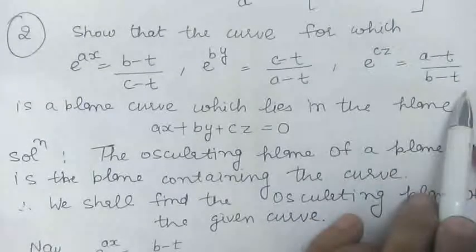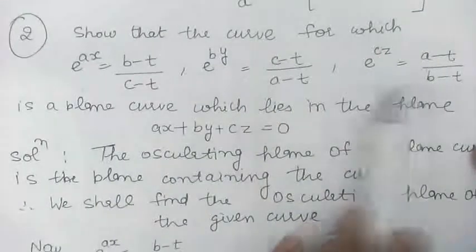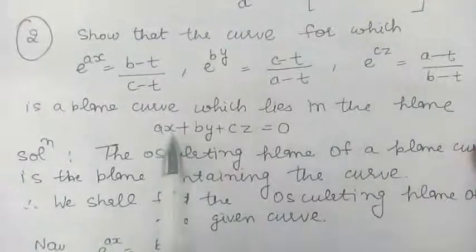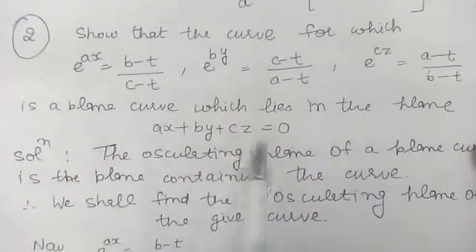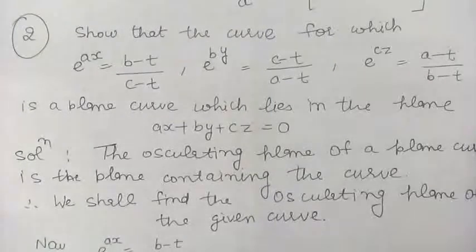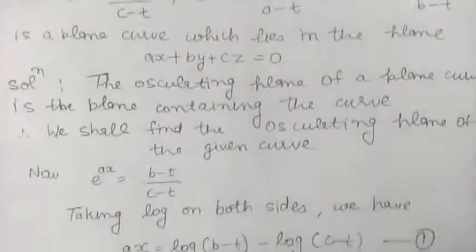We have to show that the curve for which these expressions are given is a plane curve which lies in the plane ax + by + cz = 0. Now in order to prove this, as we know, the osculating plane of a curve is the plane containing that curve. It means we are to find the equation of the osculating plane for the given curve.